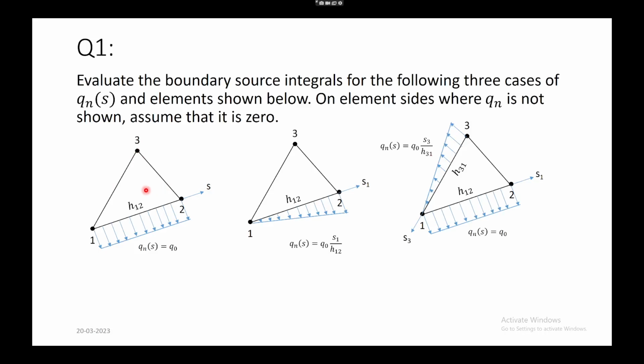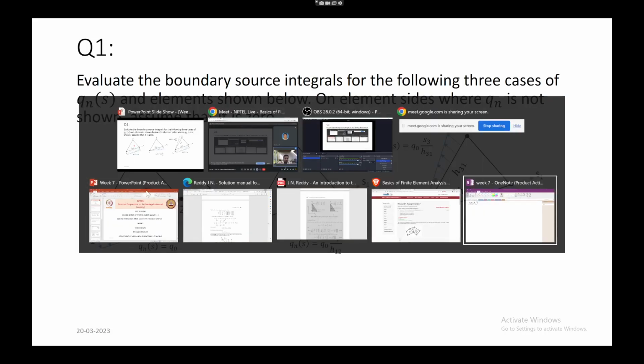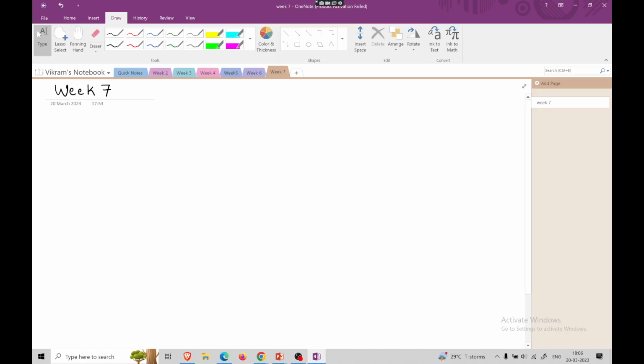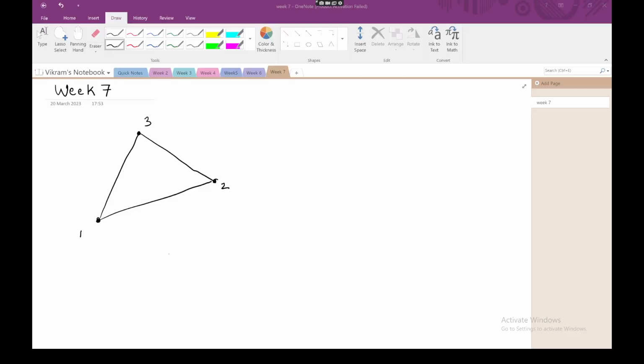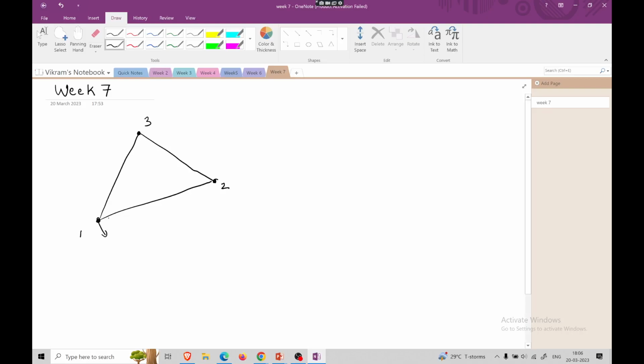For this I will take the help of these notes. First of all I will try to draw this element. I number this node as 1, this node as 2, this node as 3. The case is a uniform application of boundary source which is equal to Q0, a constant. So Qn of S is equal to Q0.